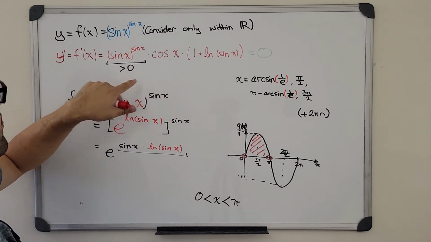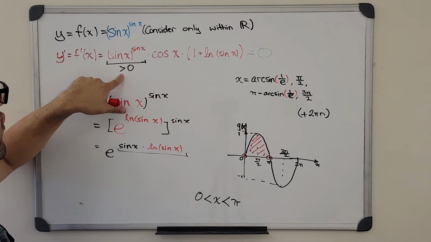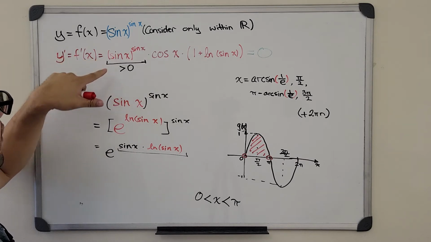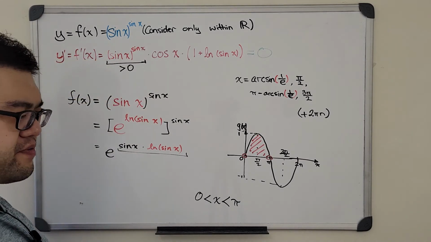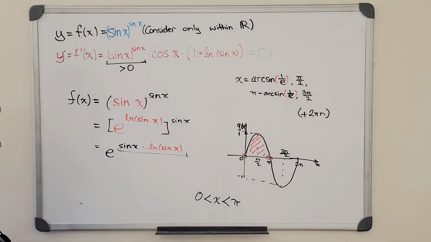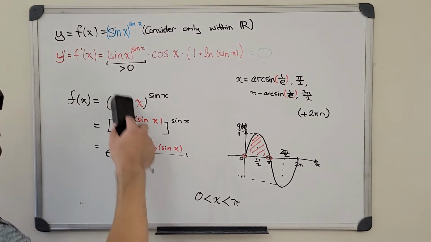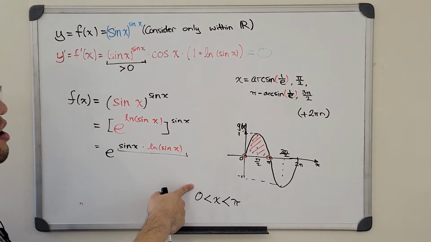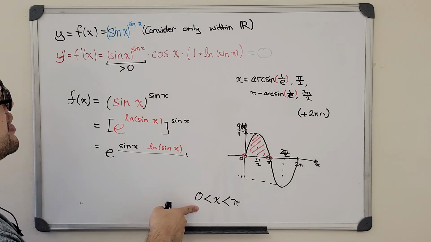So let's see. Here we have no extra conditions other than sine of x has to be greater than 0, based on the fact that the function u to the u power requires u to be positive. But this will be the same as the condition that we just had. So this is still satisfied.